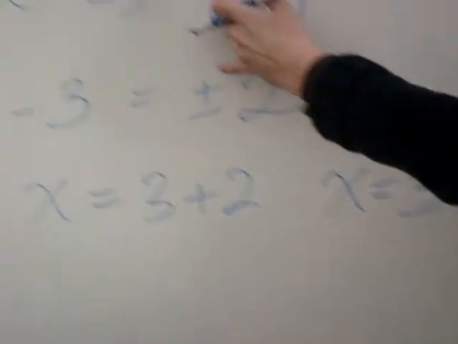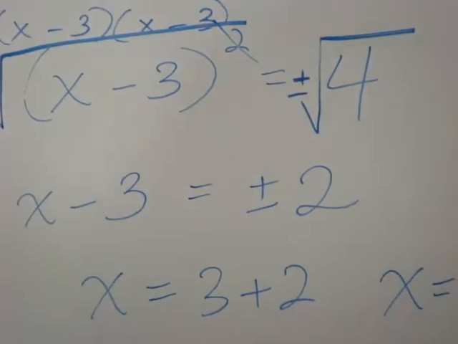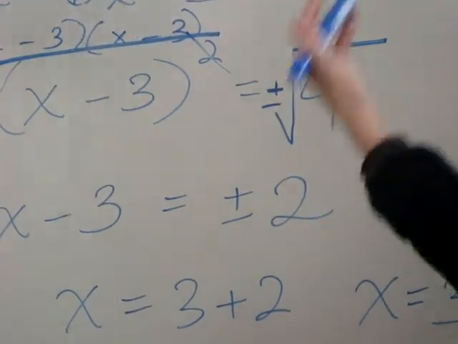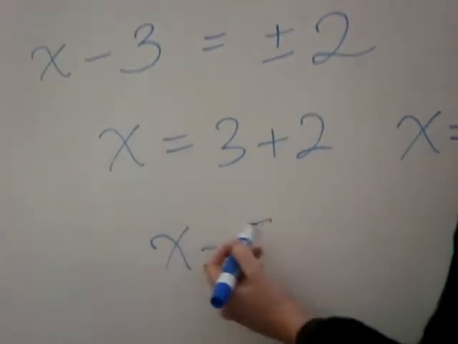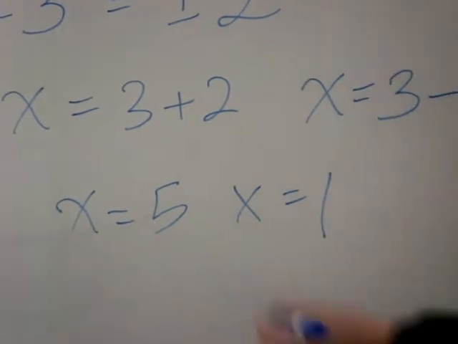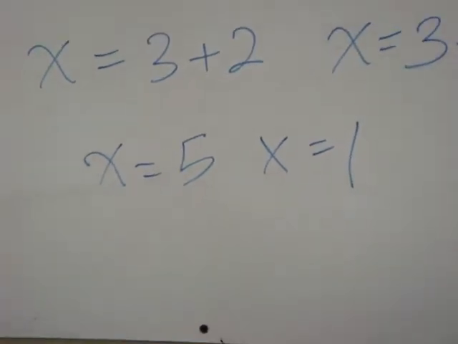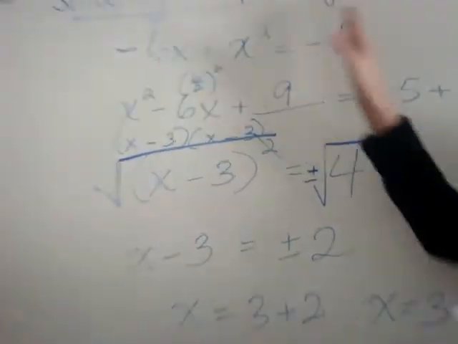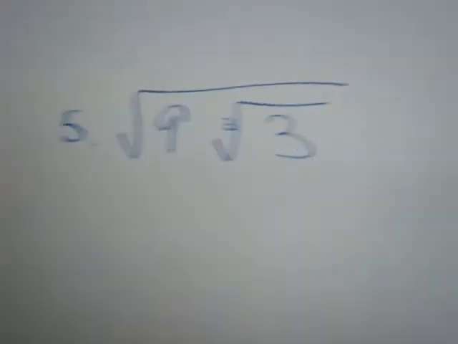Just remember, when you take the square root of something, it has to be plus or minus, because when you square a negative number, you get that number. When you square the positive number, you get that number. So you get x equals 5 and x equals 1. Those are the 2 answers. You can always check them by putting them back in and see if you get the correct answer on both sides. You get negative 5 equals negative 5. Okay, next one, our radical.